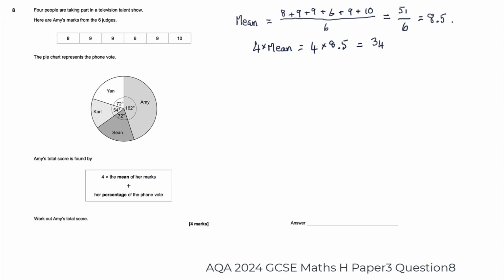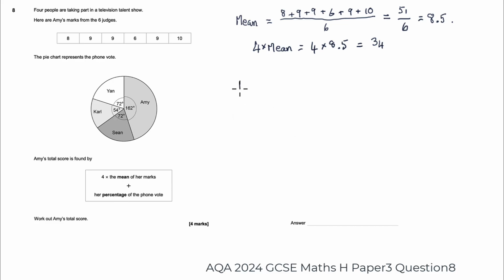So what's next? Well, we have to find out her percentage of the phone vote. Now, you'll notice that her slice of the cake is 162 degrees. And all the angles around this point in the centre will add up to 360 degrees. That's a complete turn around that point. So her slice of the cake is 162 degrees of 360 degrees.